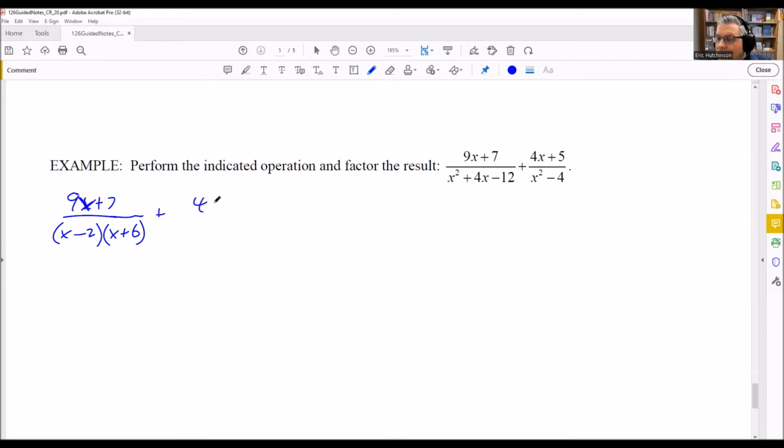Next, 4x plus 5 I have on top here. And the bottom, that's a difference of squares. I have x minus 2, x plus 2.